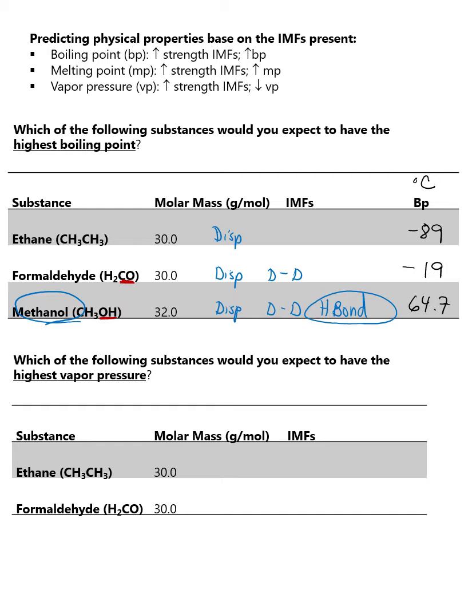So the difference in your boiling points here is not due to the molar masses, it's not due to the type of compound that you have. That boiling point is due to the type of intermolecular forces that you have in your compounds. For methanol, the strongest one is hydrogen bonds. So you should expect to have a higher boiling point for that compound with strong intermolecular forces.